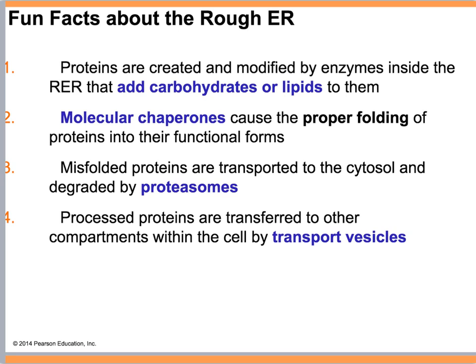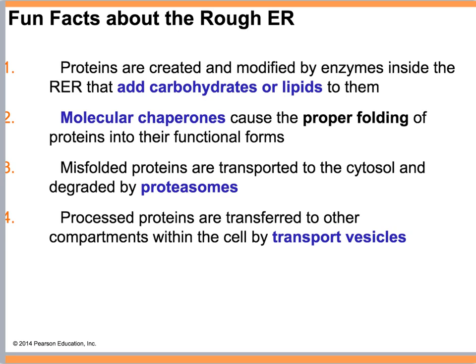So here are some fun facts you should know about the rough endoplasmic reticulum. The proteins are created there. They're also modified once they're inside the rough endoplasmic reticulum, where they can have sugars, carbohydrates, or maybe lipids added to them. There are also other proteins inside the rough endoplasmic reticulum that stay there. They're not secreted, and those proteins are called molecular chaperones. Molecular chaperones oversee the proper folding of proteins as they're being created in the rough ER.